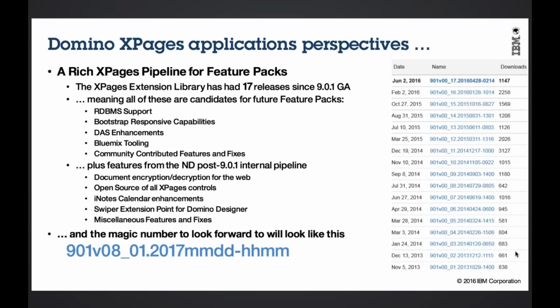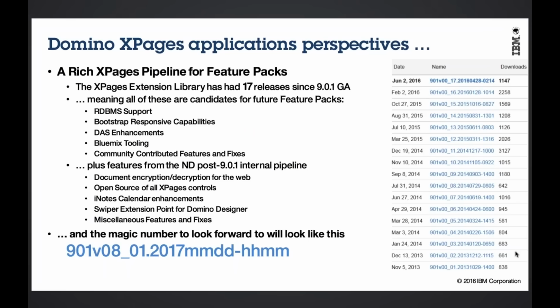So the dual channel of early exposure through OpenNTF and then incorporation through feature packs will continue. So this effectively, even today, gives us quite a rich pipeline. Back when Barry was presenting, he was talking about some fix pack candidates on some of his slides, and you can see here on my right that since 901 shipped, we've had 17 releases of XPages extensions via the extension library on OpenNTF. So that amounts to quite a bit of stuff, right?